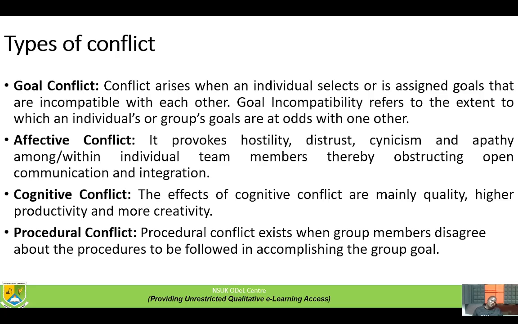Then the second type of conflict is affective conflict. It provokes hostility, distrust, and apathy within individual team members, thereby obstructing open communication and integration. This kind of conflict, as you all know, comes when there is hostility, when there is distrust among team members who are working in an organization. And so this kind of conflict is always happening, especially among organizational members who sometimes feel that they are not really compatible to stay together or to work together.